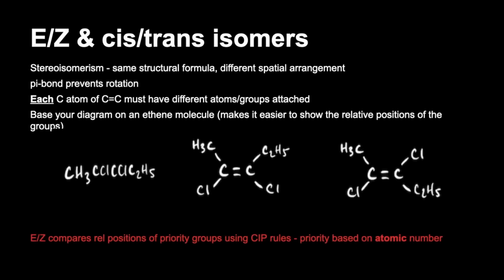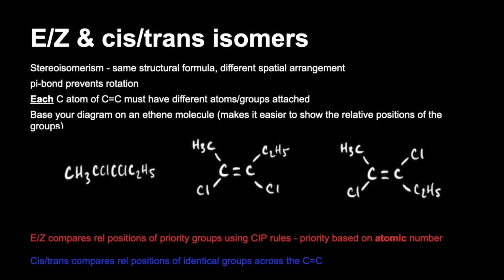So starting with EZ isomerism, that system compares the relative positions of the priority groups using the CIP rules. CIP stands for Cahn-Ingold-Prelog, and that's based on atomic number. The priority group has the higher atomic number of the two atoms bonded directly to the carbons of the double bond. So chlorine has a higher priority than carbon because it's got a higher atomic number. The priority groups here are on the same side of the double bond, so this would be the Z isomer, whereas in the right hand example they're on diagonally opposite sides of the double bond, so that's the E isomer.